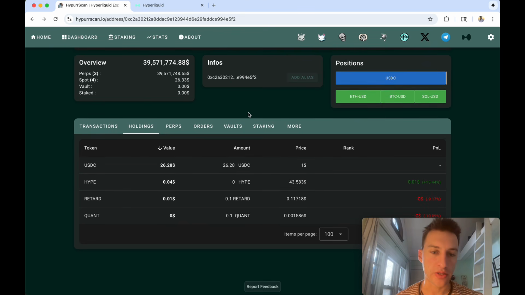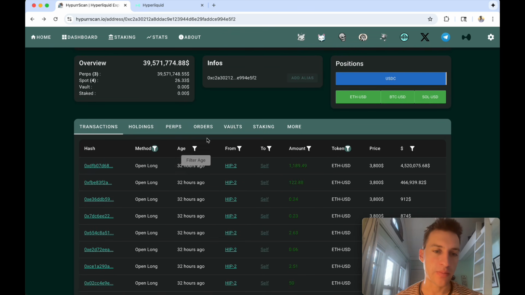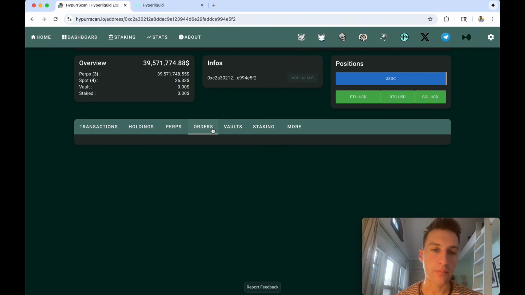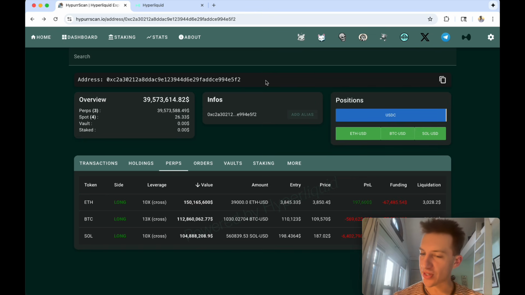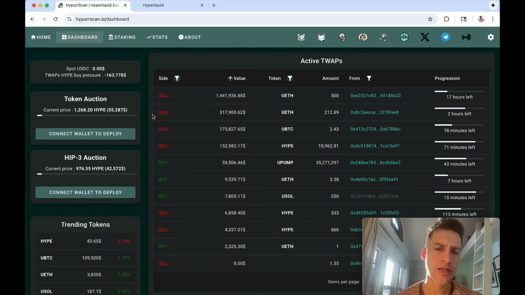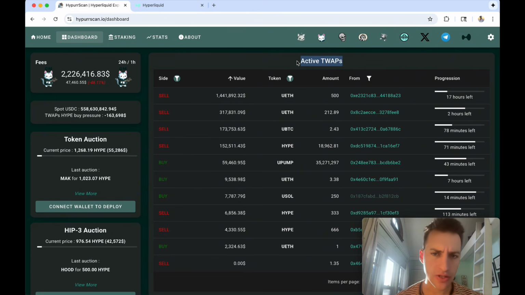As you can see here, holdings currently. He doesn't have a lot because it's pretty much all margining his perps here. You can see that's his liquidation. You can see all that right here. Now, if that wasn't crazy enough that you can see live traders' liquidations, I have another tool for you from Hyperscan. If you hit dashboard, this is something that is seriously incredible.